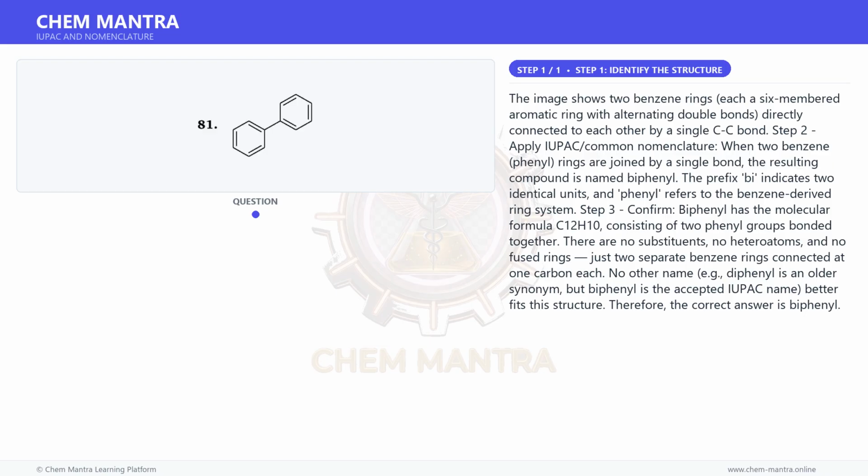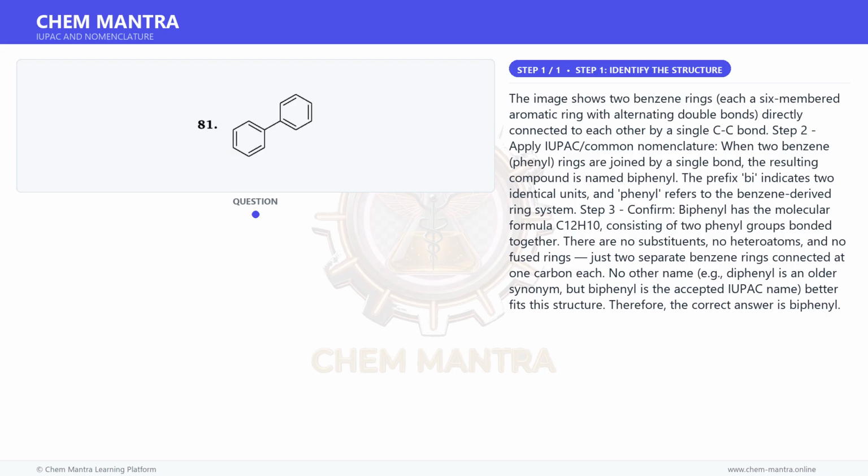Step 2. Apply IUPAC common nomenclature. When two benzene (phenyl) rings are joined by a single bond, the resulting compound is named biphenyl. The prefix "bi" indicates two identical units, and phenyl refers to the benzene-derived ring system.